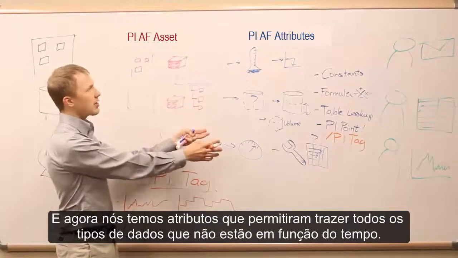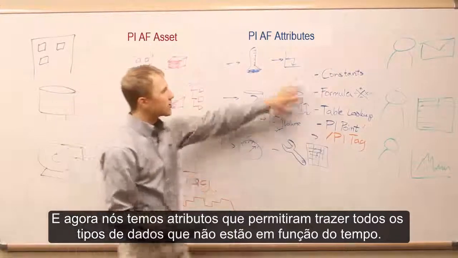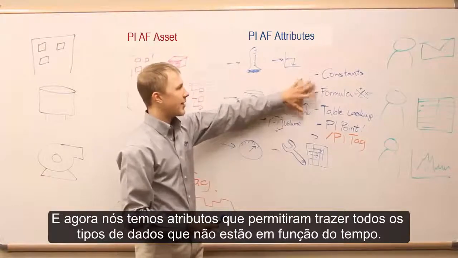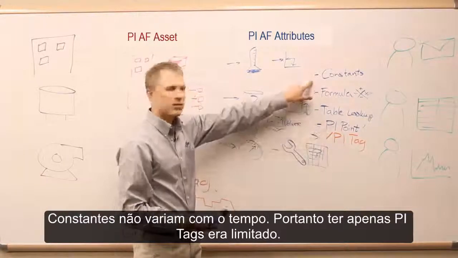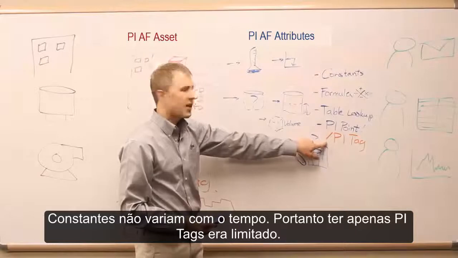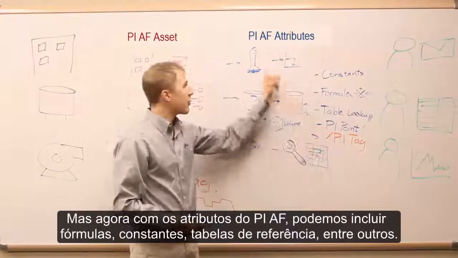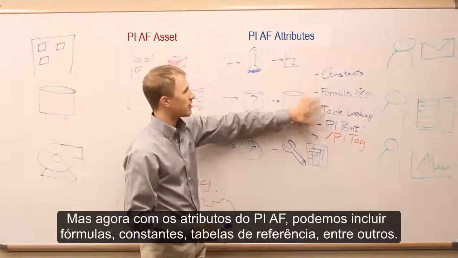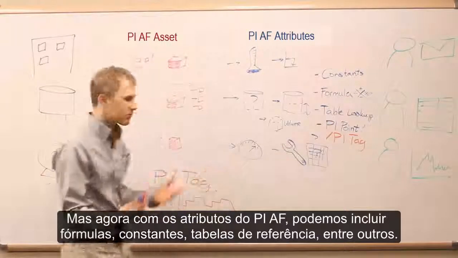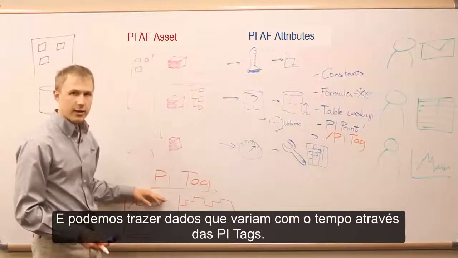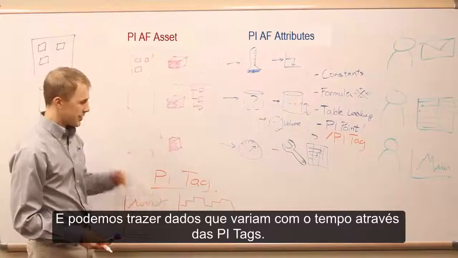And now we have attributes to be able to bring in all sorts of other data that really isn't time-based. Constants don't change over time, so just having PI tags was limited. But now with PI AF attributes, we can include formulas, constants, table lookups, things like that. And we can bring in data changing against time right here with a PI tag.